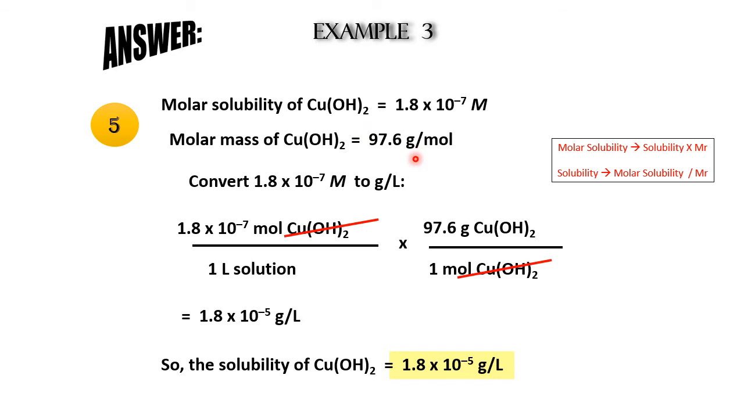So then convert the 1.8 times 10 to the power of negative 7 molar to gram per liter by multiplying by molar mass. So we will get 1.8 times 10 to the power of negative 5 gram per liter. Over here, mole copper hydroxide cancels, and then the unit is gram per liter. So 1.8 times 10 to the power of negative 5 gram per liter is the solubility of copper hydroxide.